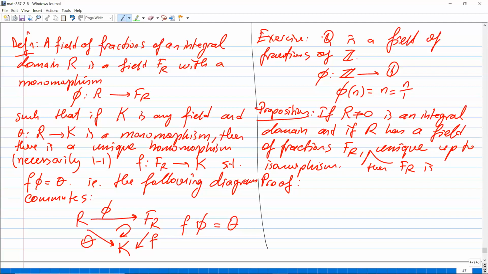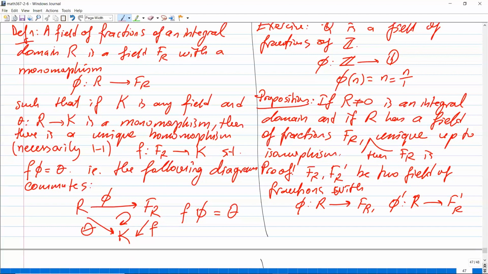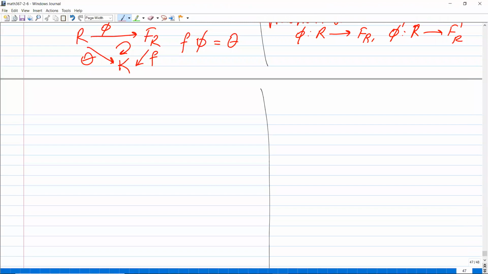Proof. Suppose that we have two fields of fractions, with phi from R to F of R and phi prime from R to F of R prime. These are injections, monomorphisms. We will show that F of R and F of R prime are isomorphic. So consider F of R, this phi, and another field F of R prime, and a monomorphism like this.